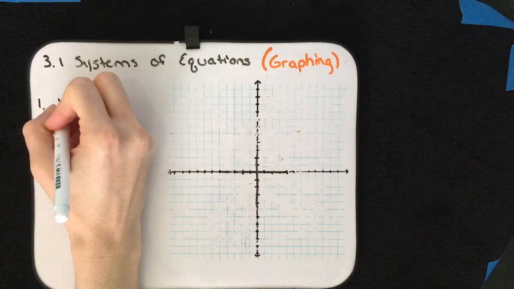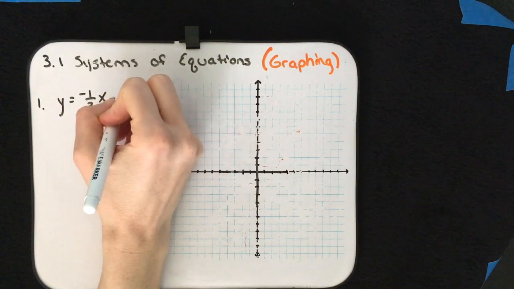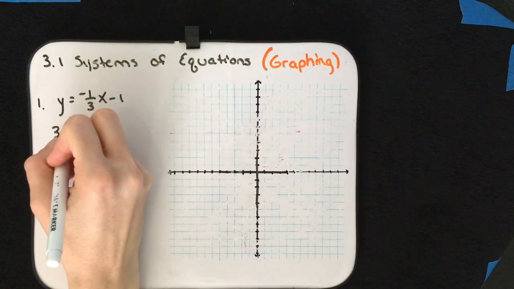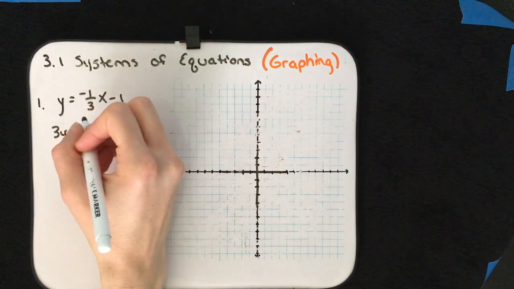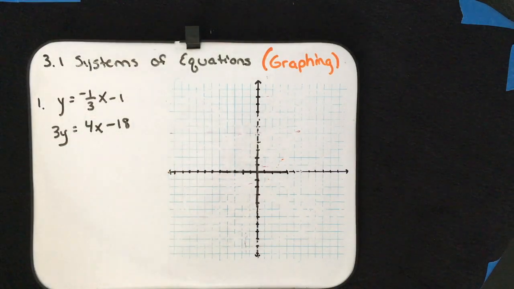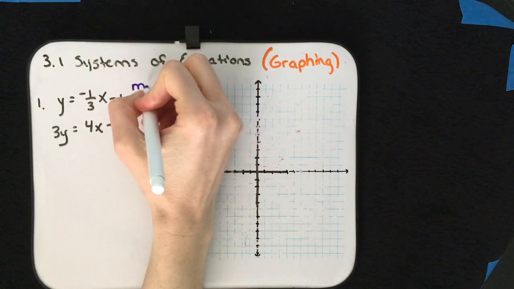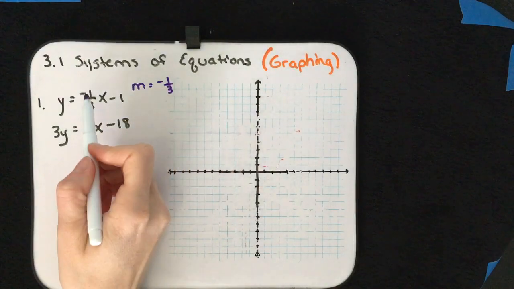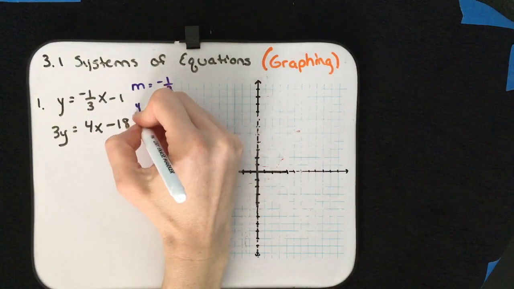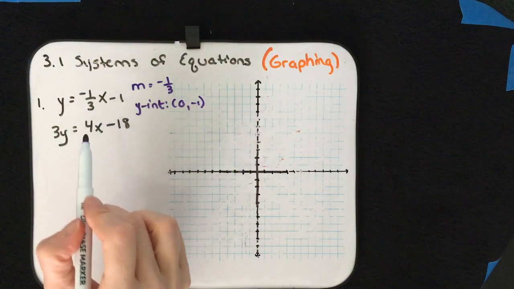Number 1. When we're looking at a systems of equations, we need to have at least two equations to consider. So in this case, we're given y equals negative 1/3 x minus 1 and 3y equals 4x minus 18. If we want to solve the systems of equations graphically, then we need to graph both of these lines. So our top line right here, we have y equals negative 1/3 x minus 1. So our slope is negative 1/3 from our value right in front of the x, and our y-intercept is 0, negative 1 from our b value from our slope-intercept form.